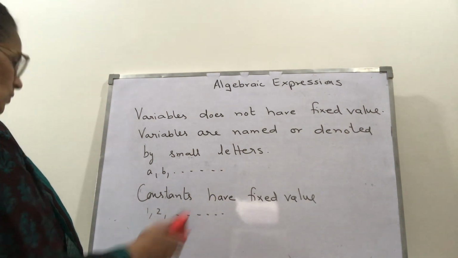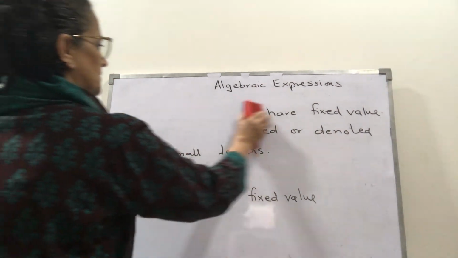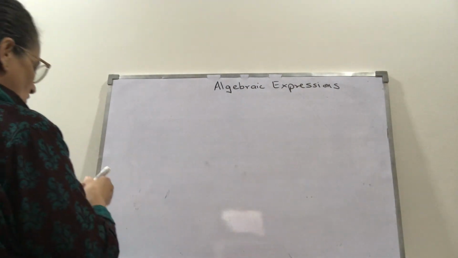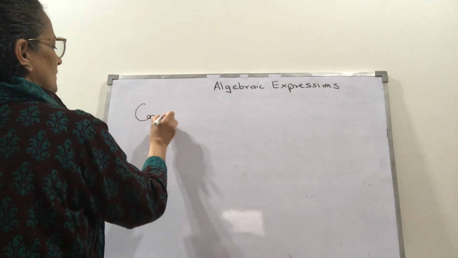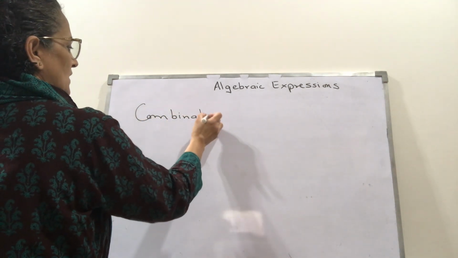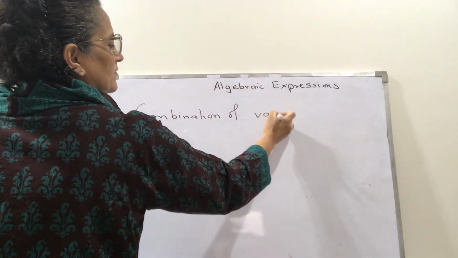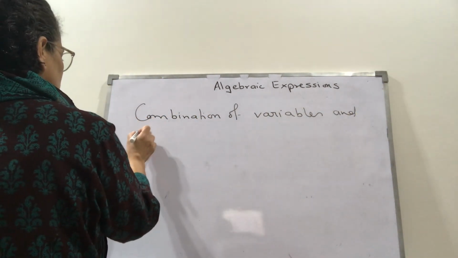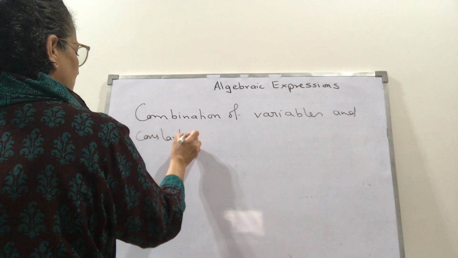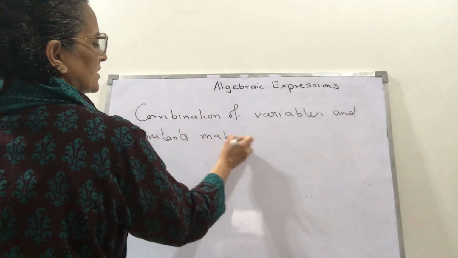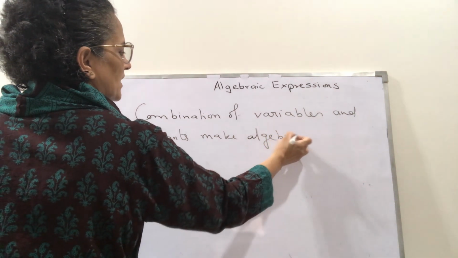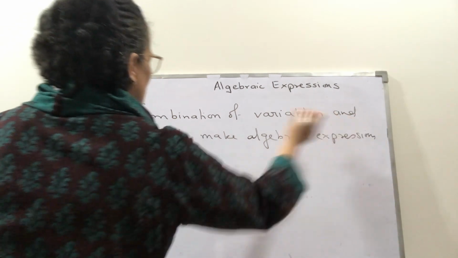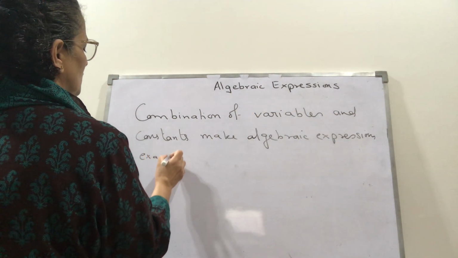Now let's understand what algebraic expressions are. A combination of variables and constants makes algebraic expressions. So let's take an example to understand.